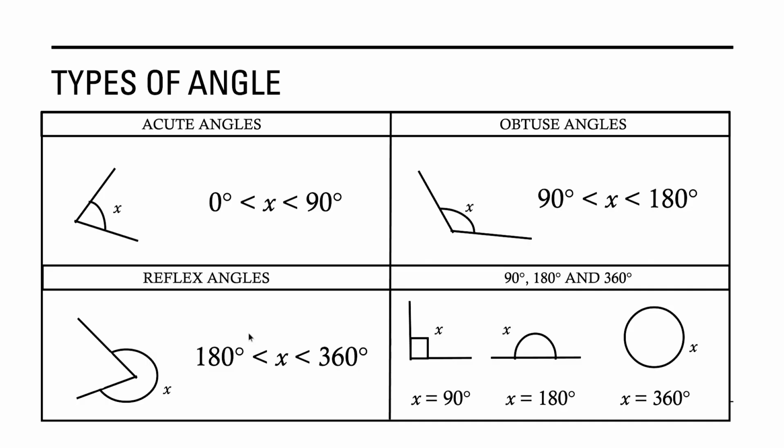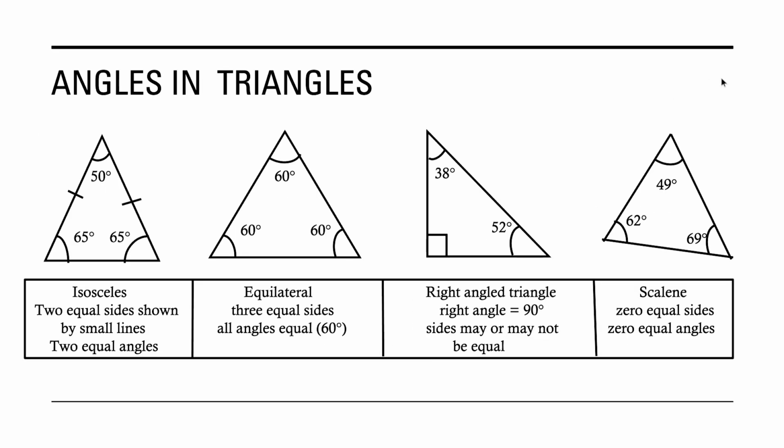The third type of angle is a reflex angle. It's gone past the point of being a straight line, and it's now larger than 180, but it's not quite a full circle yet, so it's not 360 either.